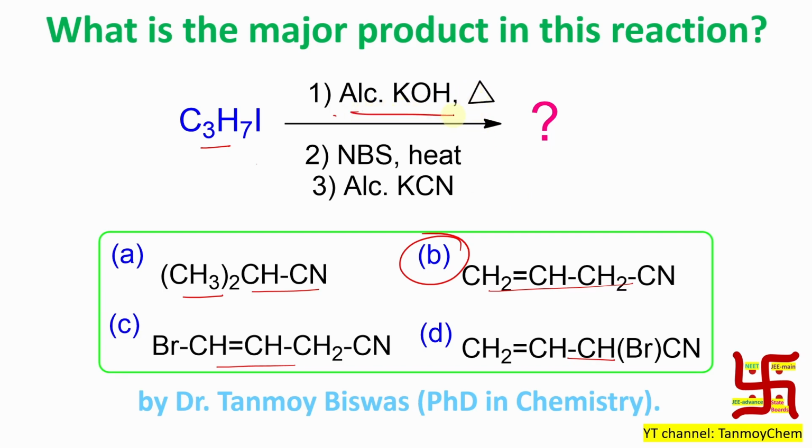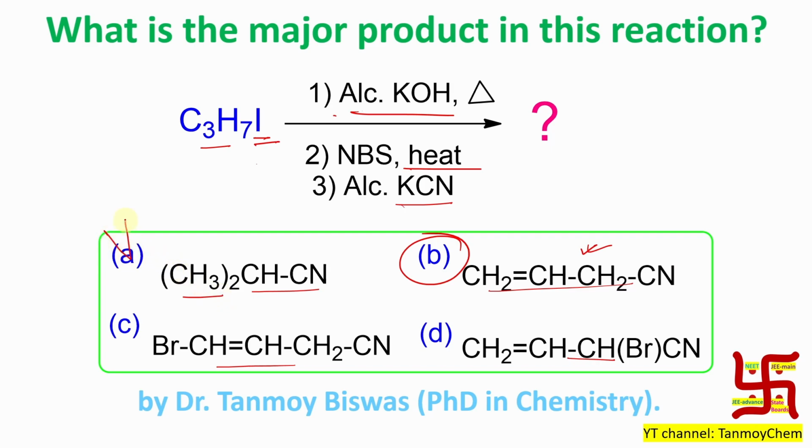So alcoholic KOH, whenever you look at the reagent, you need to understand what kind of reaction it is. So it's an elimination producing alkene, from alkyl halide, dehydrohalogenation, HI removal, fine, alkene. Then NBS with heat: since heat is given, it's an allyl substitution, so allyl bromide. Now after that KCN, so cyanide, allyl bromide, KCN, cyanide, simple. So this is more probable, but if you look here, branching, how is it possible?